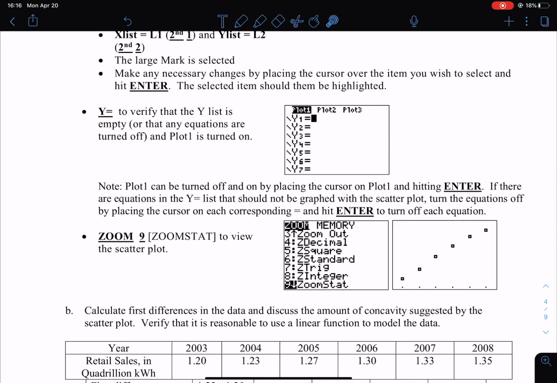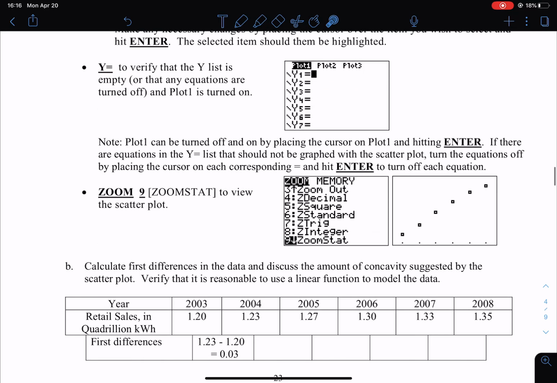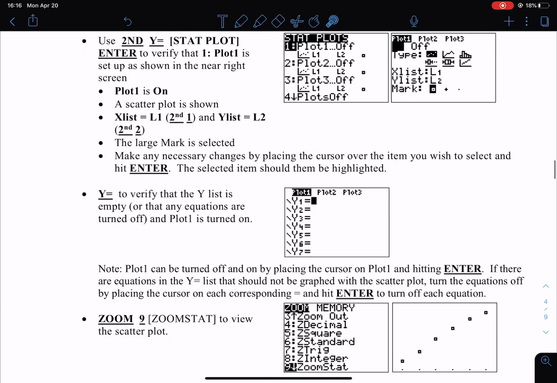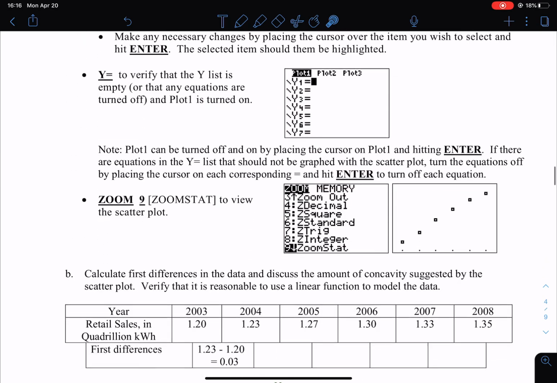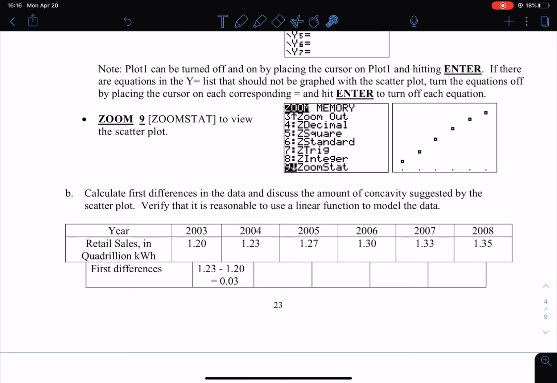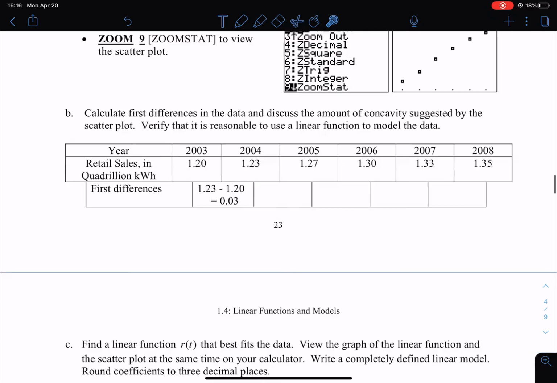Choose y equals to make sure that everything is empty. If it is not, just clear it. Then we use zoom 9, which is zoom stat. So we have this one. You can see this is the scatter plot, which is just what we want. All right, and the next one. So this instruction shows you how to get a scatter plot in your calculator if we are only given the function table.